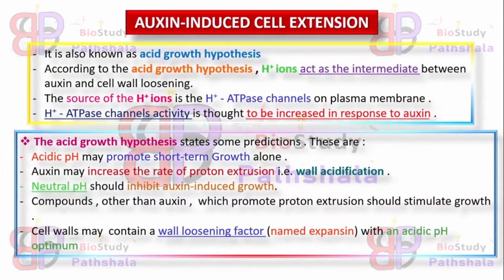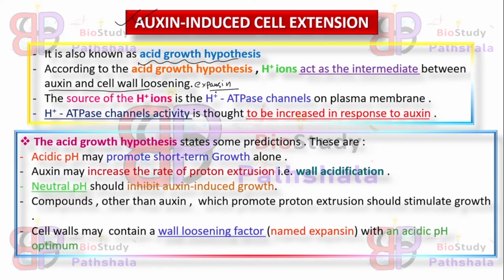We will learn about auxin-induced cell extension procedure. If we want to simplify this term, that is cell extension or the cell enlargement procedure by auxin induction. This particular event is also known as the acid growth hypothesis. This hypothesis states that H+ ions, that is hydrogen ions, may act as the intermediate molecule between auxin phytohormone and the cell wall loosening factor, that is expansin.